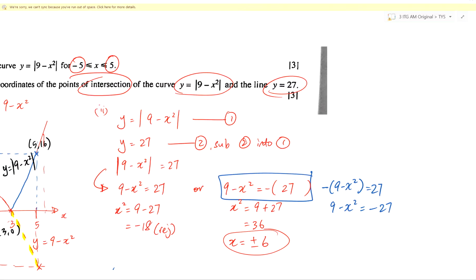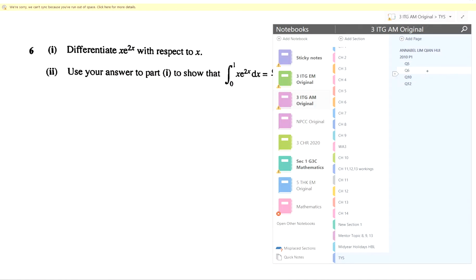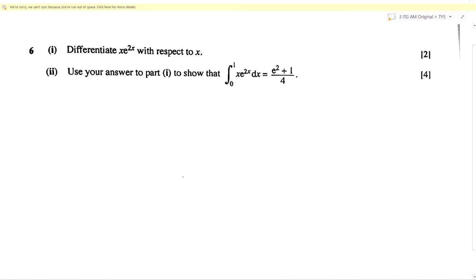Any other questions? Otherwise, question 6. Differentiation and integration. Part 1. d over dx. We are differentiating. Make sure you have your presentation correct.